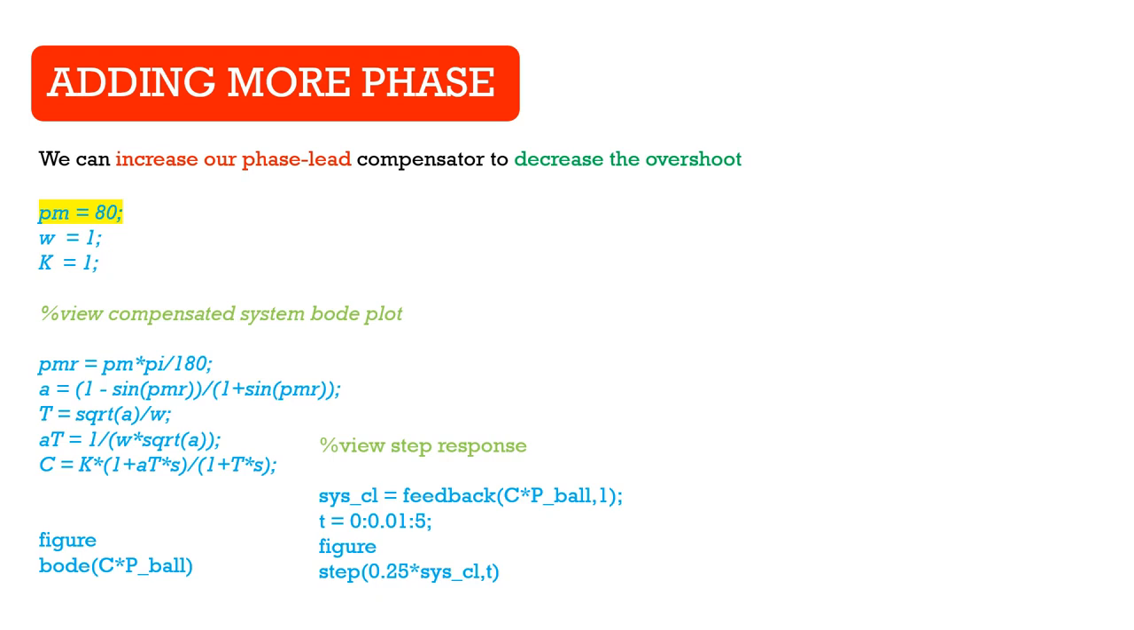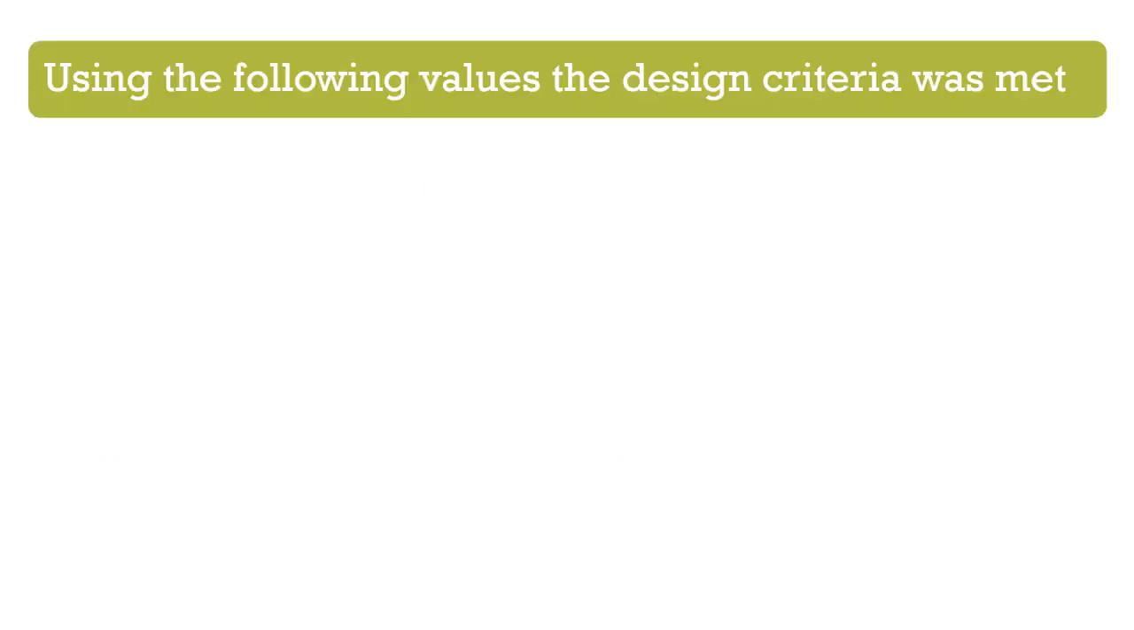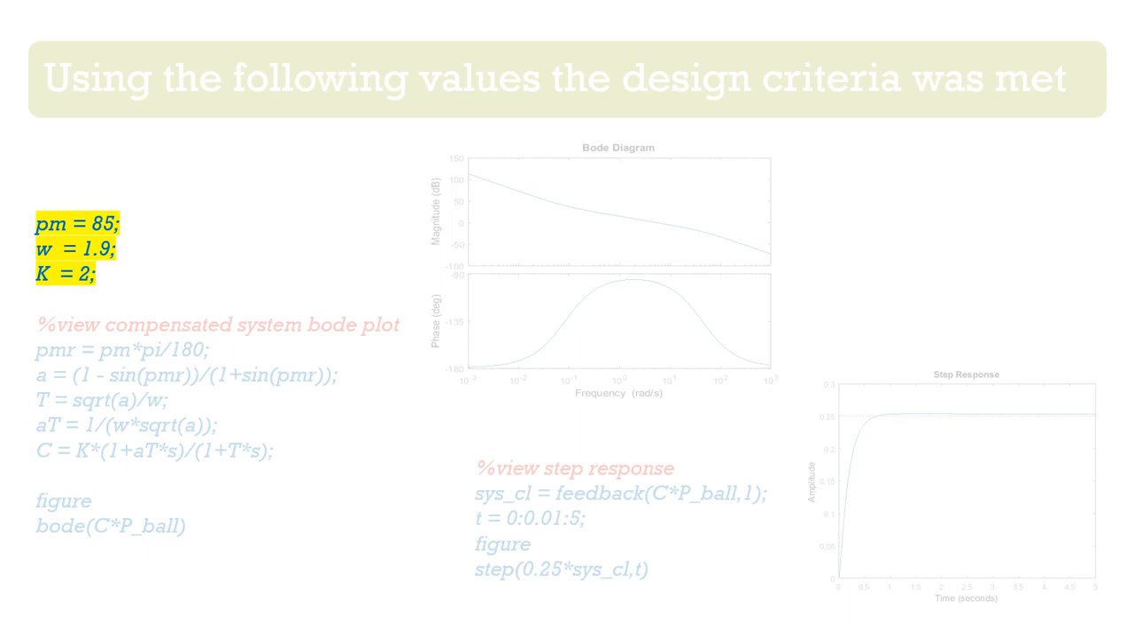As we know, the phase margin is assigned around 80, the frequency will be around 1, the constant will be around 1. This is the Bode diagram obtained. But from this Bode diagram, we can understand that our overshoot is fine, but the settling time is just a bit long. By trying different numbers in our code, this is the following Bode diagram obtained. And in this code, we can see that we assumed our phase margin 85, a frequency around 1.9, and a constant K around 2.